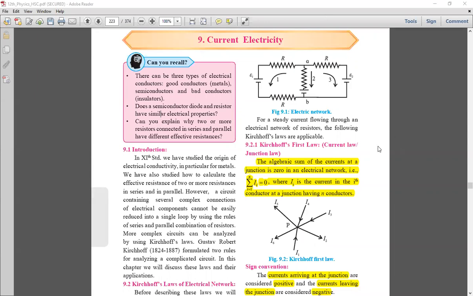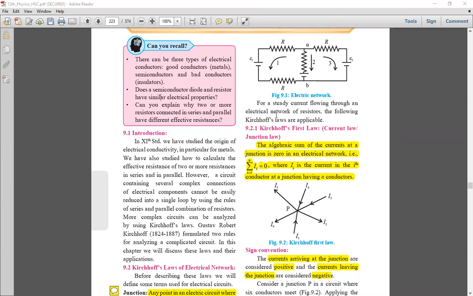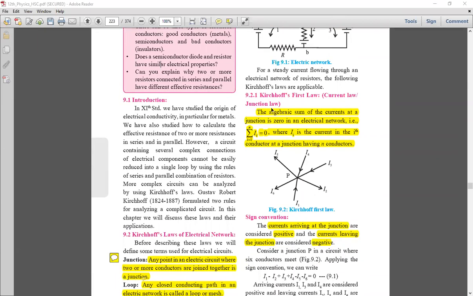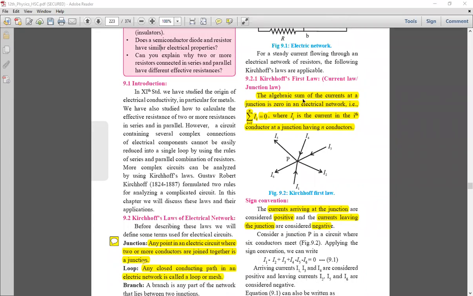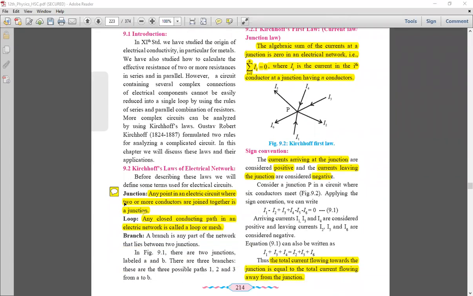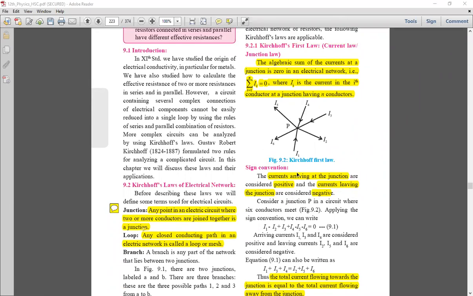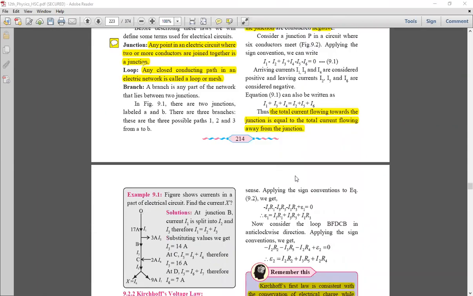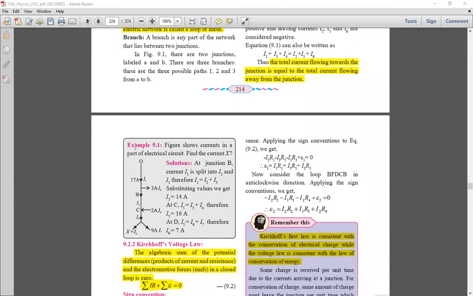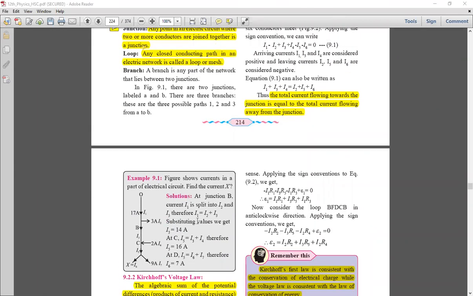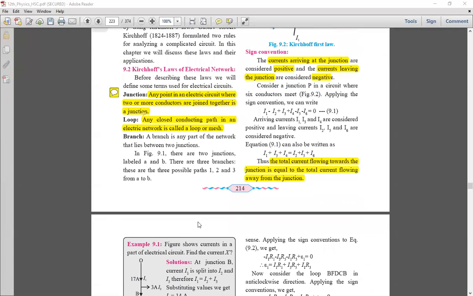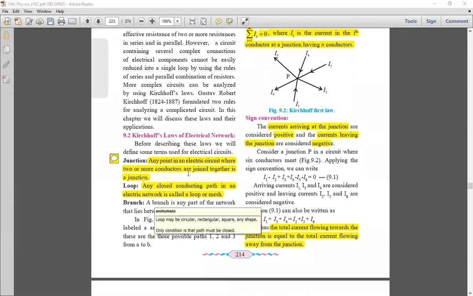This video is a continuation of the current electricity chapter. So far we have learned Kirchhoff's first law along with the basic terminology: junction, loop, and branch. We have seen the explanation of Kirchhoff's first law, and we have also seen an example. So let's revise in a fast track.